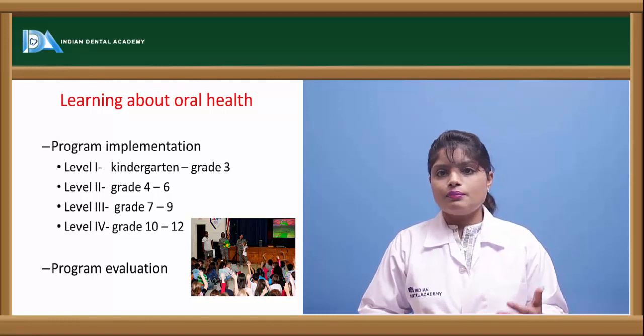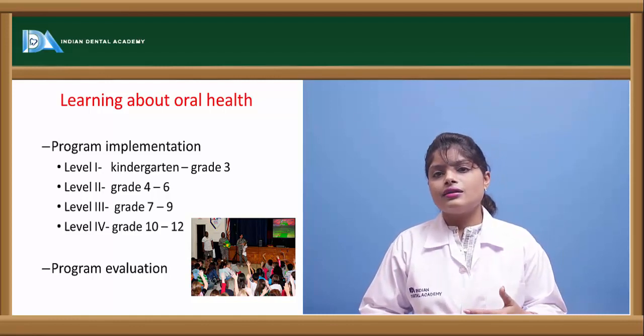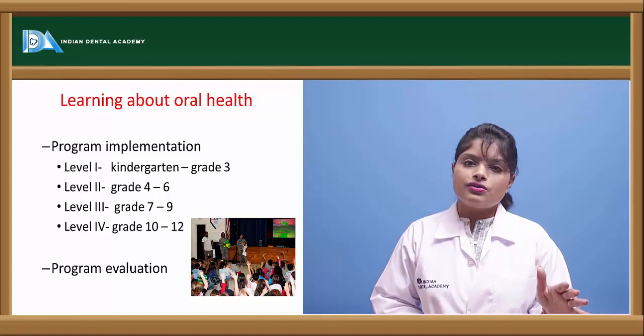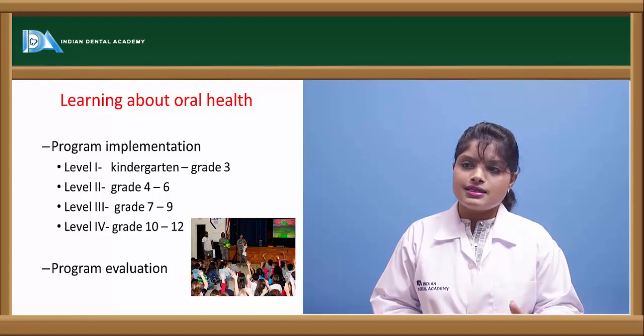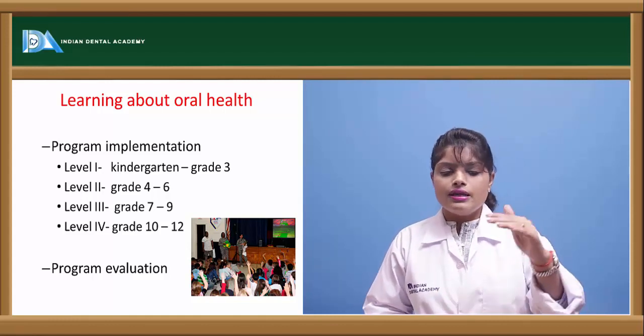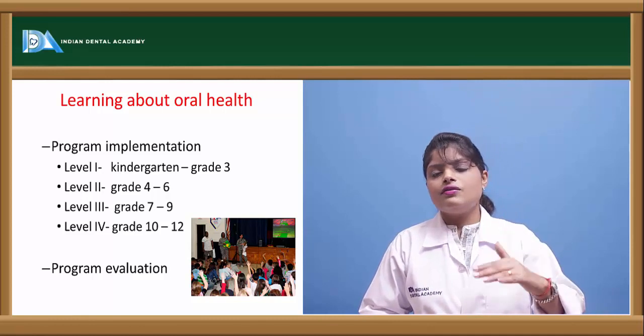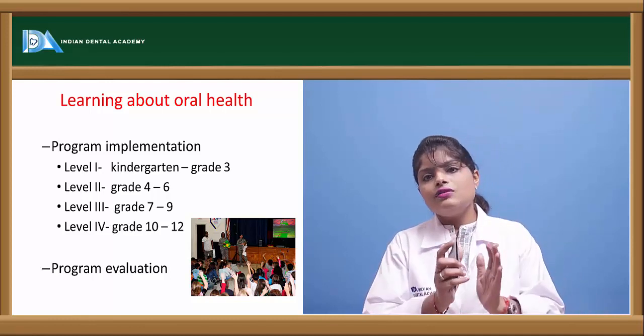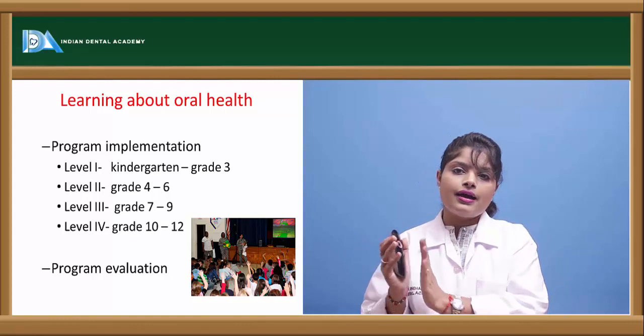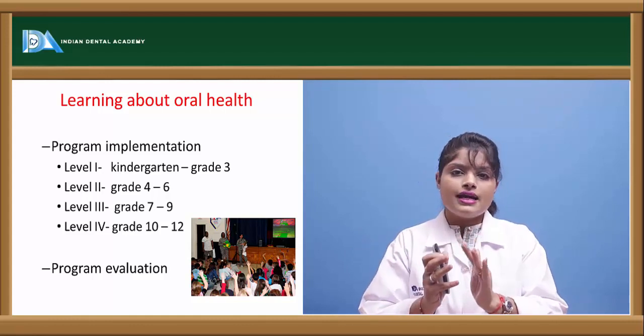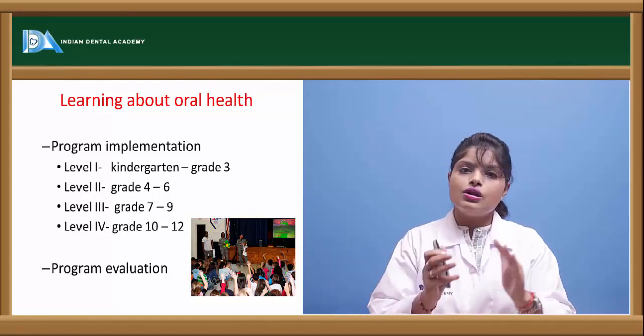In this program, the children are divided into groups from kindergarten to grade 3, grade 3 to 6, grades 7 to 9, and grades 10 to 12. These are the various stages or levels into which the groups are divided, and an individual tooth care provider will take care of each of these levels.